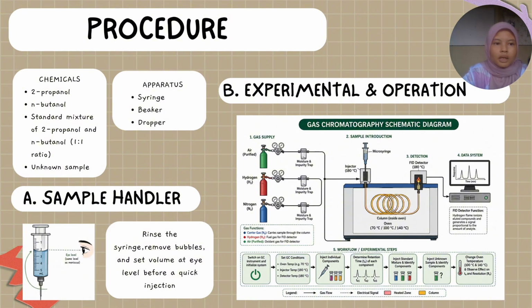Moving on to the experimental operation process, the GC instrument is first switched on and the operating conditions are set. In this experiment, the initial oven temperature is 70 degrees Celsius, while the injector and detector temperatures are maintained at 180 degrees Celsius. The gases, which include nitrogen, hydrogen, and purified air, are supplied to the system. Nitrogen acts as the carrier gas, while hydrogen and air support the flame ionization detector, or FID.